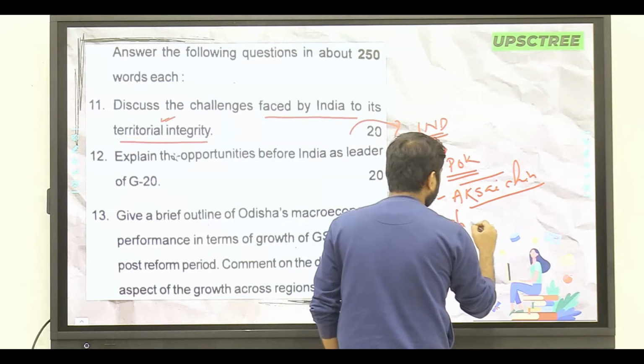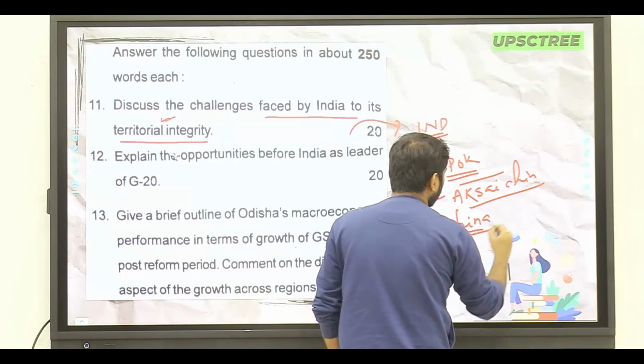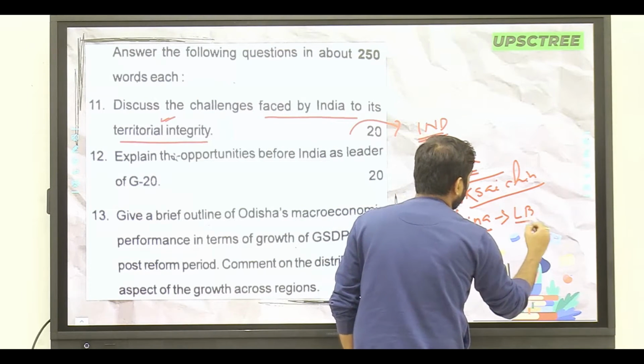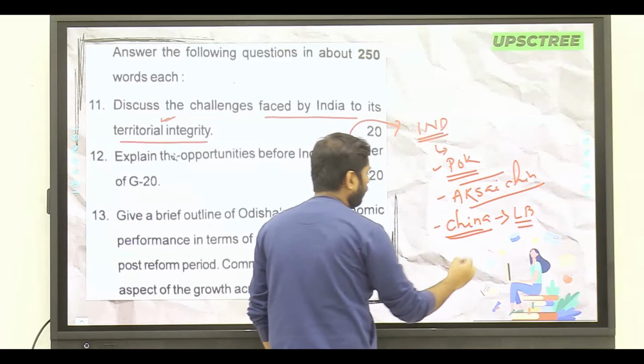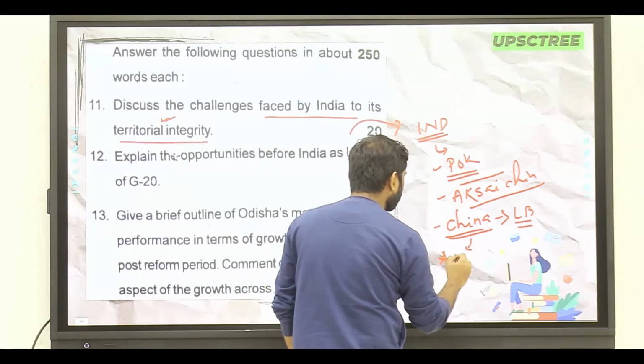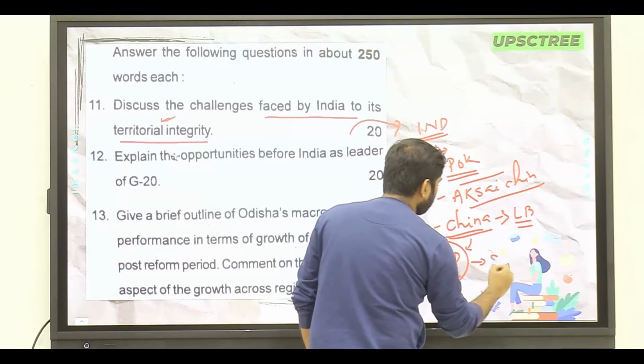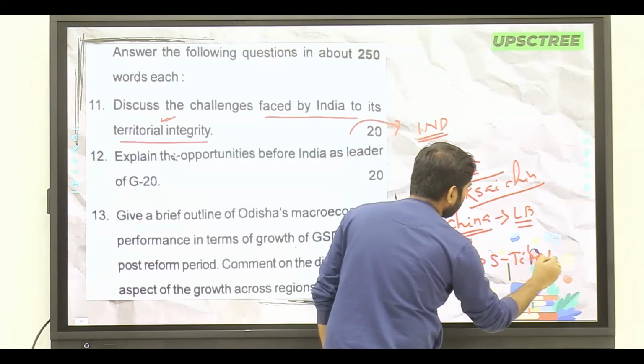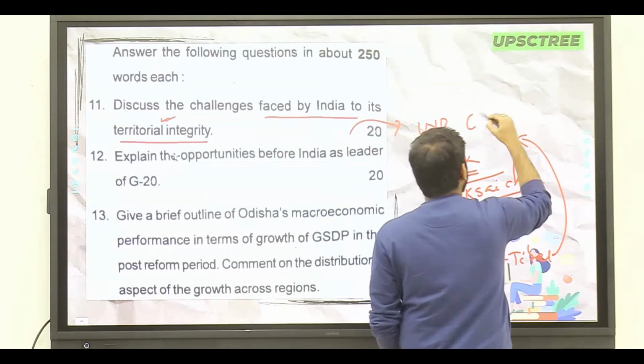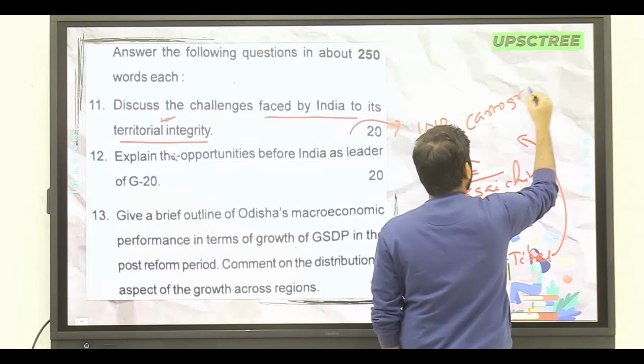Then with China, the land border dispute is going on, that you can talk about. China also claims Arunachal Pradesh as South Tibet. What China is doing here is known as cartographic aggression.